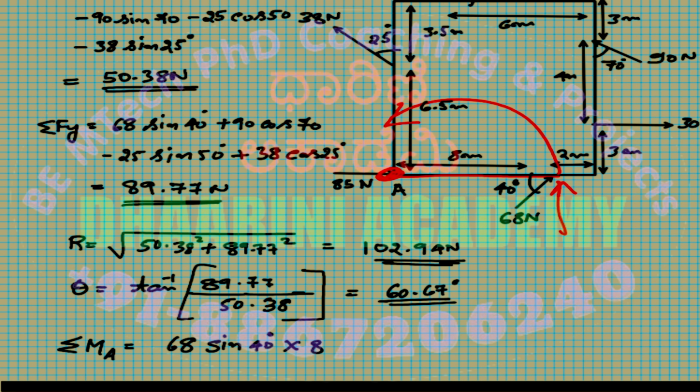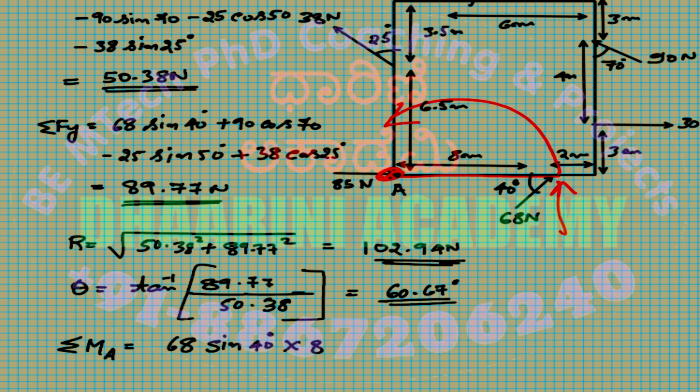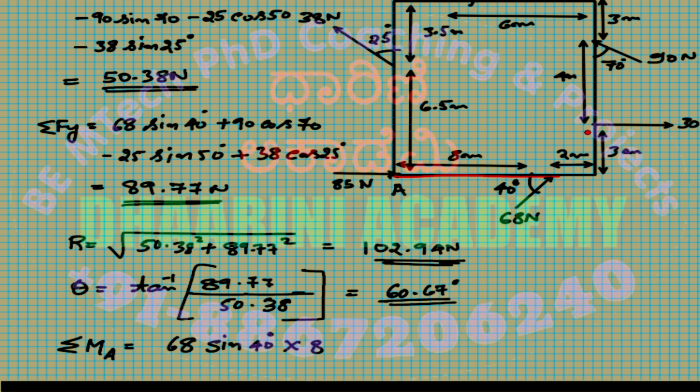So whenever I fix this, I know that anything you place over there, at the shortest distance, will rotate in an anti-clockwise fashion. According to our convention, anti-clockwise is positive. So that means this 68 sine 40 into 8 is a positive sign. Let's move further. Then we have the 30 Newton.